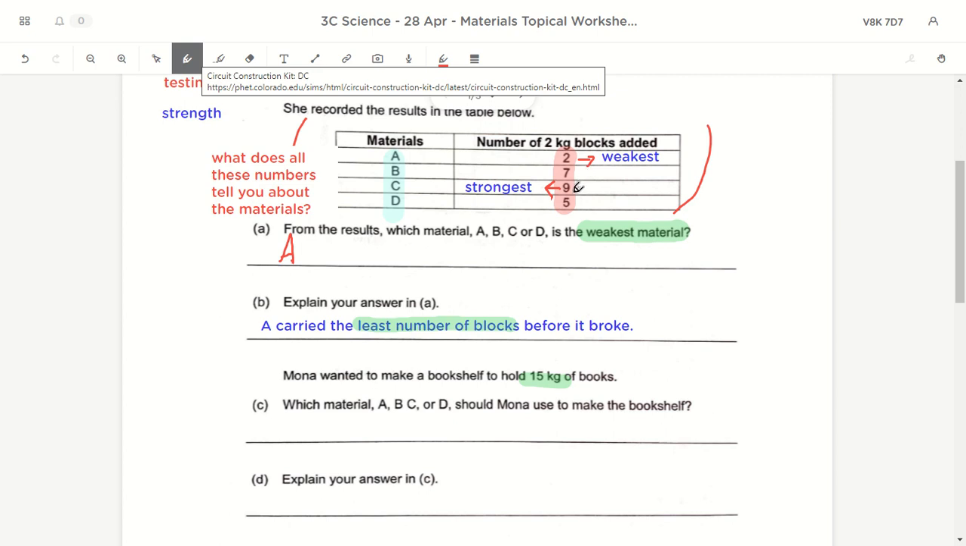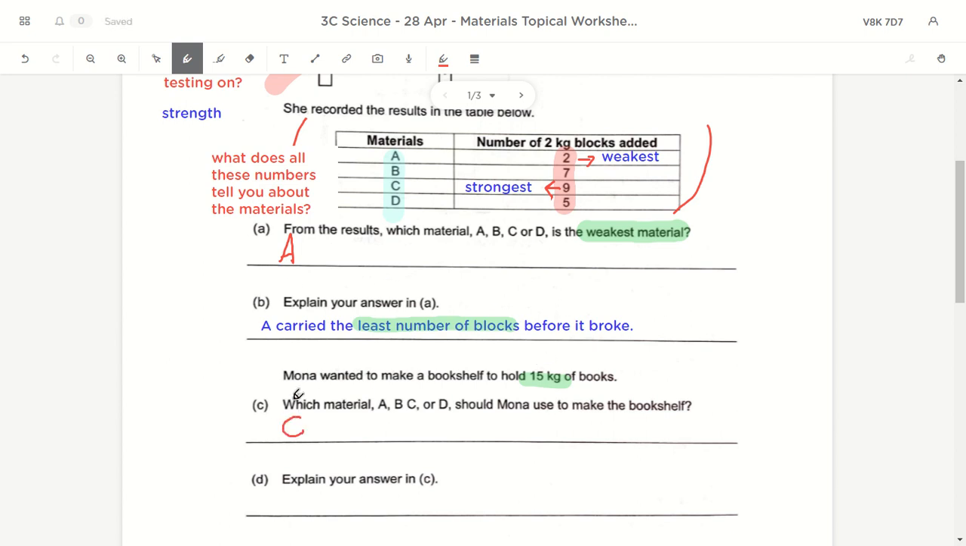9 times 2 gives you 18, correct? If it can hold up to 18 kg, definitely it can hold up to 15 kg. For D, it can only hold up to 10 kg because 5 times 2 is 10. 10 kg is not enough because I want to hold up to 15 kg. So straightforward, the answer is C.